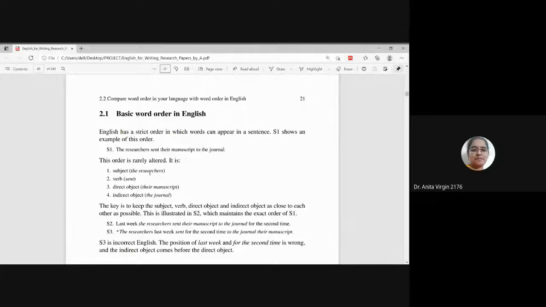Into the second part of word order. Okay, so how are we supposed to use this word order? You must be very careful with the word order. Just give me a second.